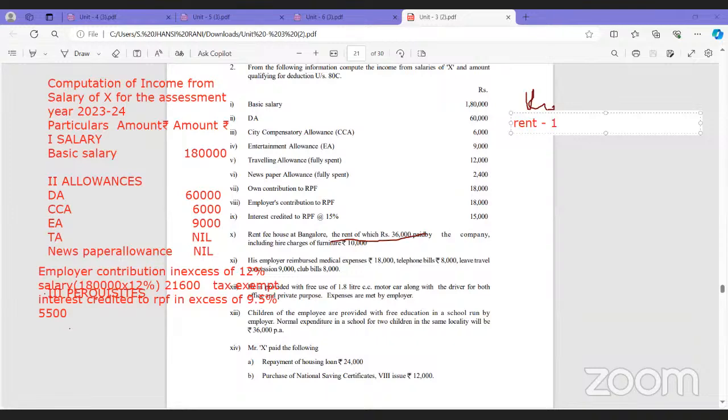Rent amount is 36,000. And 15% of salary. Again, you have to apply all that rule. Salary is equal to basic pay plus DA plus bonus, fees, commission plus all other taxable allowances. Your basic pay is 1,80,000. DA is not a part of salary, so we will not take it. Plus all taxable allowances. CCA, city compensatory allowance, is 6,000 and entertainment allowance is 9,000. Add this: 1,86,000 plus 9,000 is 1,95,000 into 15%.